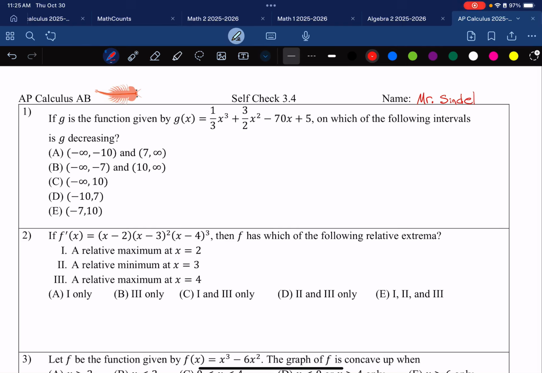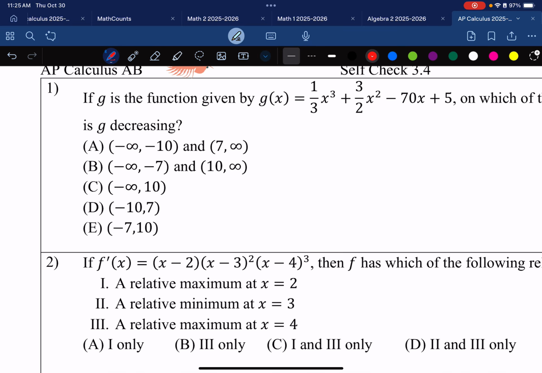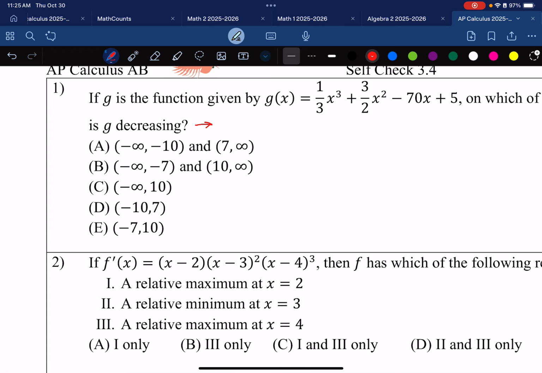This is AP Calculus AB. We are on self-check 3.4. In number 1, we're asked to find where G is decreasing. So first, you need to find the definition of G decreasing, and the definition of G decreasing is G prime is less than 0. Now that I know that definition, I know I need to find G prime.